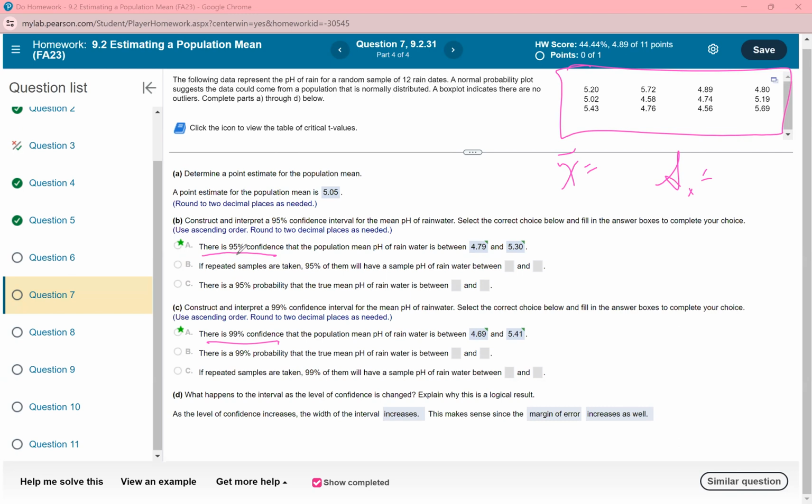It says these data represent the pH of rain for a random sample of 12 rain dates. We know N is 12. A normal probability plot suggests the data comes from a population that's normal, so we may proceed. The box plot indicates there were no outliers. Again, we may proceed. So go to Stat, go to Edit, go to L1, and input all your data values. Double check that you've input them right when you're done.